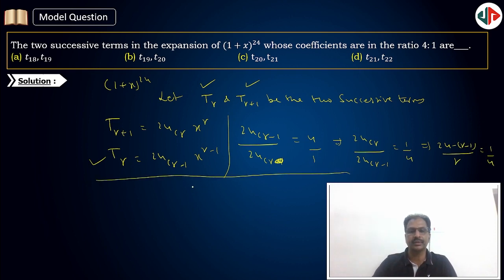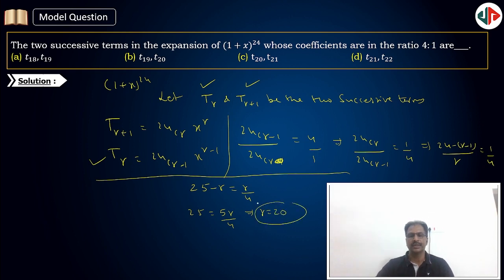If we simplify that, we'll get 25 minus r is equal to r by 4, or 25 is equal to 5r by 4. r is equal to 20. If r is 20, what are the two successive terms? T20 and T21. Option C.